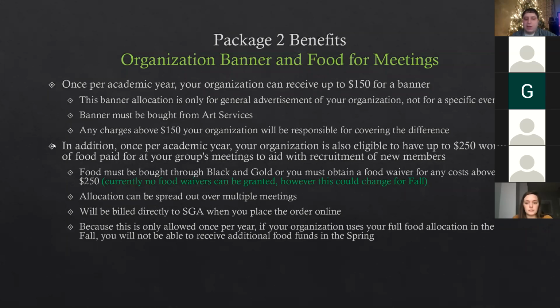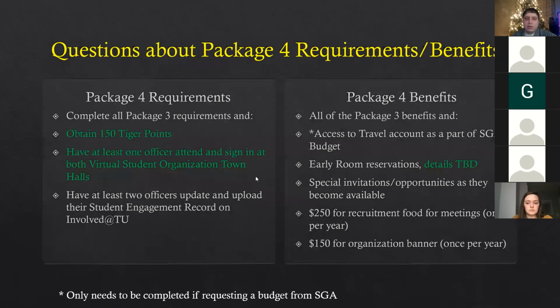And then the second one is up to $250 worth of food that can be used to help you recruit new members. Once again, this is once per year. Currently, there's no food waivers, so the food has to come through Black and Gold right now. But for the fall, could potentially be different when your packages would change. All right, so this is everything for package 4.